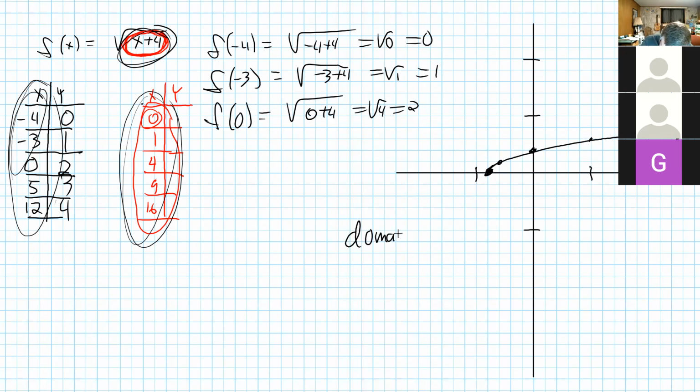What's the domain? Would it be -4 to infinity? Bingo. Well done, young Padawan. You are ready to become a Jedi. What about the range?